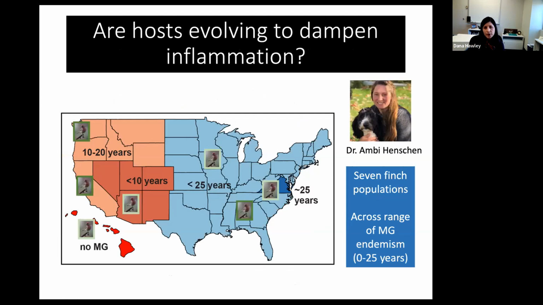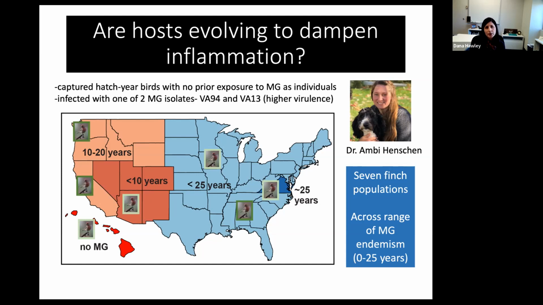So I'm now showing that map of spread a bit more categorically, just to show you the 7 populations that we sampled for this study. And this work was all led by postdoc Dr. Amby Henshin, who was absolutely fantastic and went to all these populations, including house finches in Hawaii that have never seen MG, and was able to catch large numbers of birds, ship them by air back to either Virginia or Memphis, for these common garden studies.